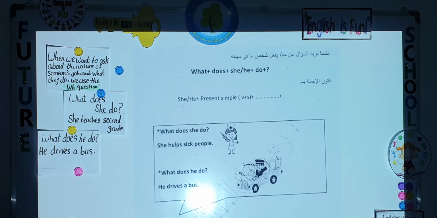مش دايما يعني الاس بيكون the sound of it صوتها S. مرات S مرات as. Now هنا he drives a bus. فوق she helps sick people. بس بكل cases you should add S. You should add S to the verb. Thank you very much.